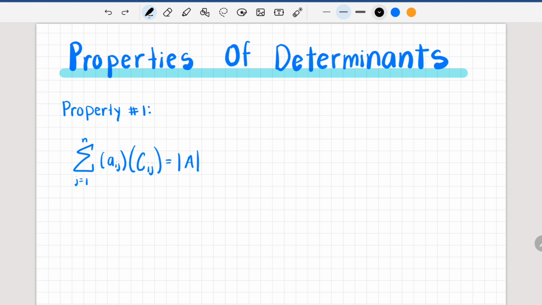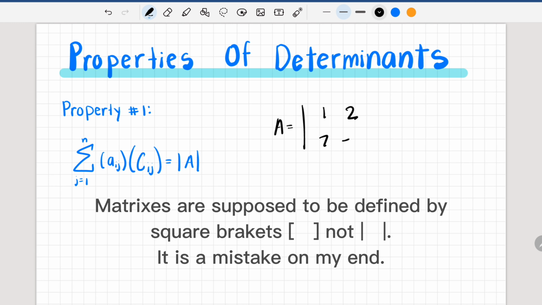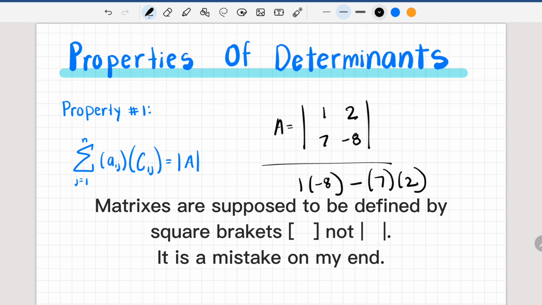So finding the determinant for a matrix of order 2, such as, let's say we have a matrix 1, 2, 7, negative 8, is pretty simple, right? We just have 1 times negative 8 minus 7 times 2, and then we just solve for that, and we get our determinant. But in some cases, we're not going to have such a simple matrix to deal with.